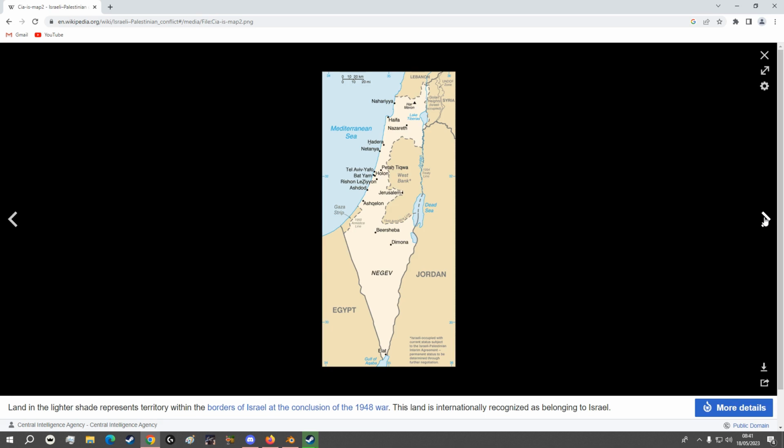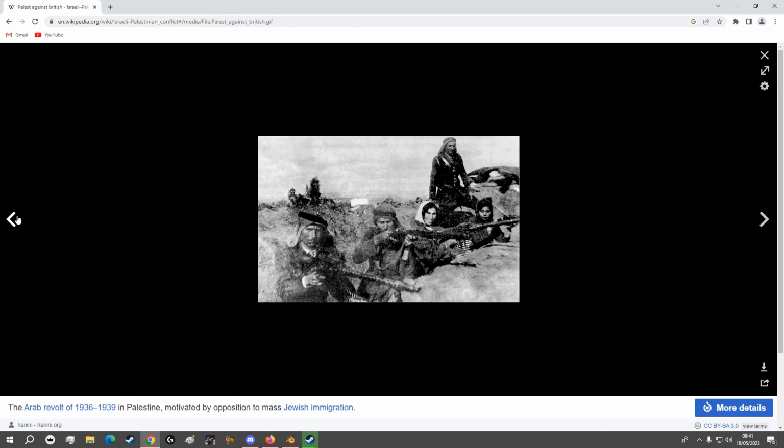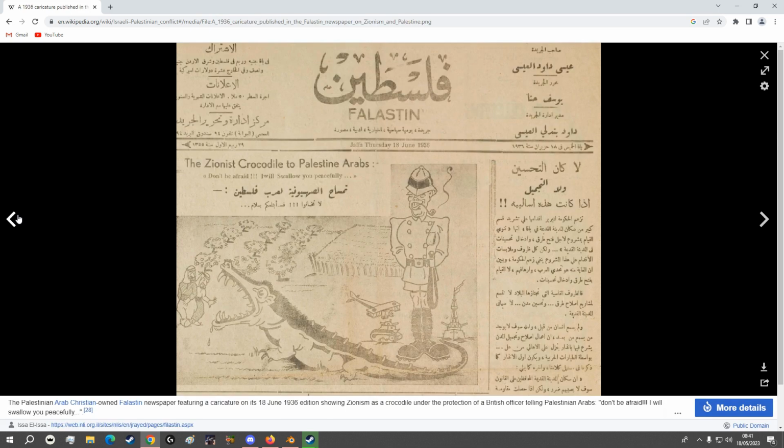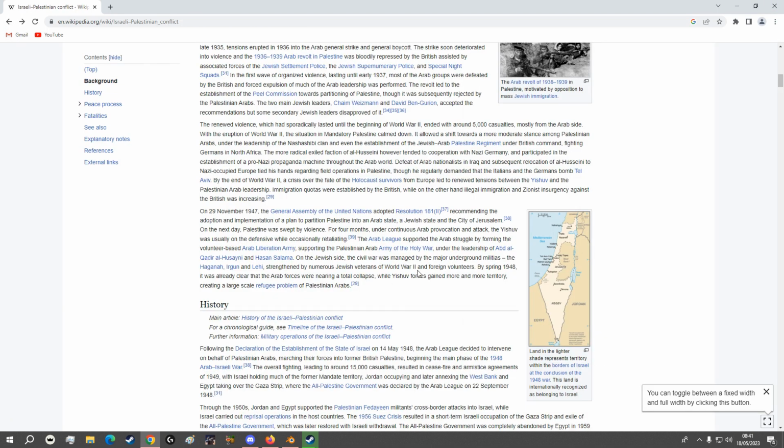Settlements continue to be a major point of contention. Many Israelis live in settlements in the West Bank considered illegal under international law, though Israel disputes this. The status of Jerusalem is also a major issue, with both sides claiming it as their capital.